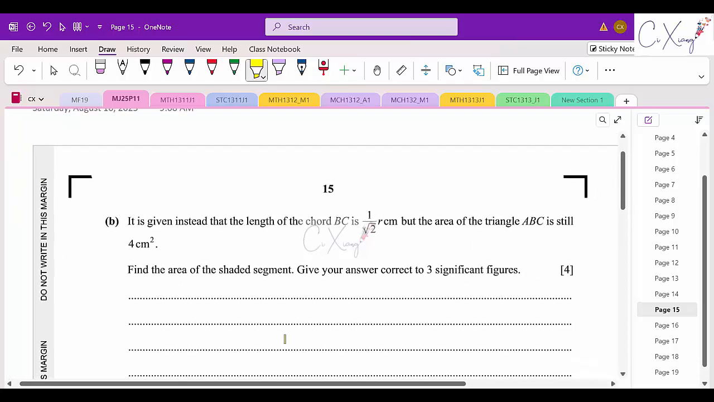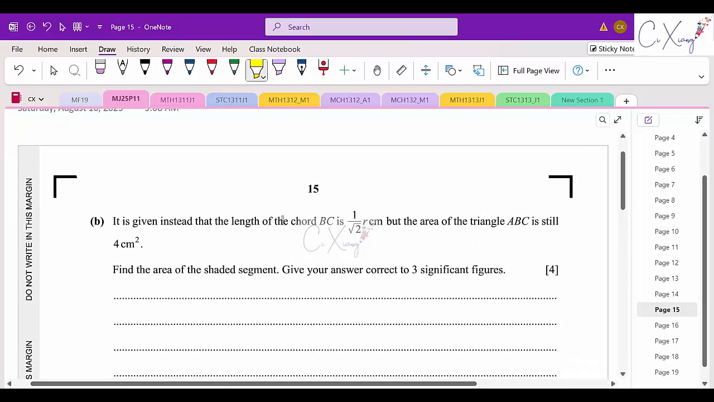Okay, so for part B, now they are saying that it is given instead that the length of the chord BC is 1 over root 2 R cm, but the area of the triangle is still 4 cm squared. Find the area of the shaded segment, then give your answer correct to 3 significant figures.